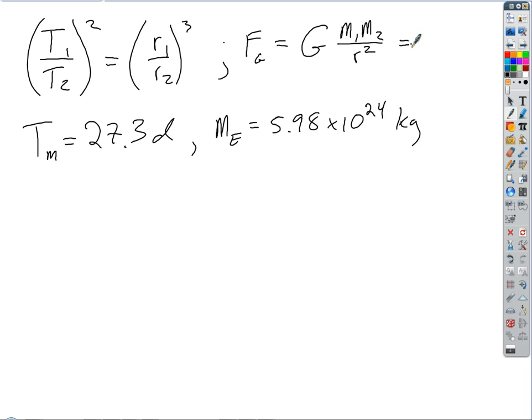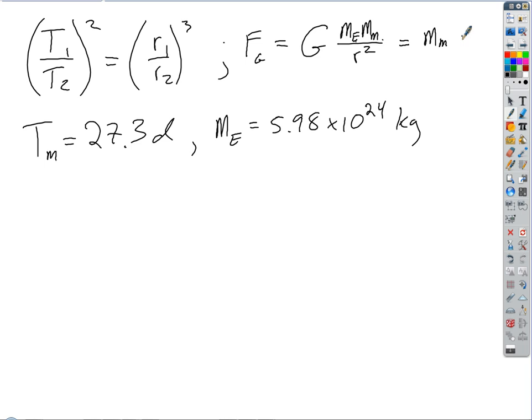So the force acting on the moon is equal to the moon's, I gotta rewrite this. We'll just call that R, but we're going to call these M sub E and M sub M. M is moon, E is Earth. So the force acting on the moon is going to be equal to its mass times the acceleration, right? Agreed?